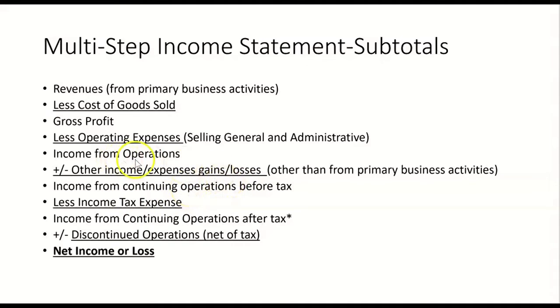So notice there's income from operations and there's income from continuing operations. Then we subtract income tax expense, and then there's another subtotal, income from continuing operations after tax, which would also be the same as net income or loss if there were no discontinued operations. But if there are any discontinued operations, then you would need two separate totals here. One for income from continuing operations after tax, and then once you added or subtracted your discontinued operations net of tax, you'd be down to the bottom line, the net income or loss.